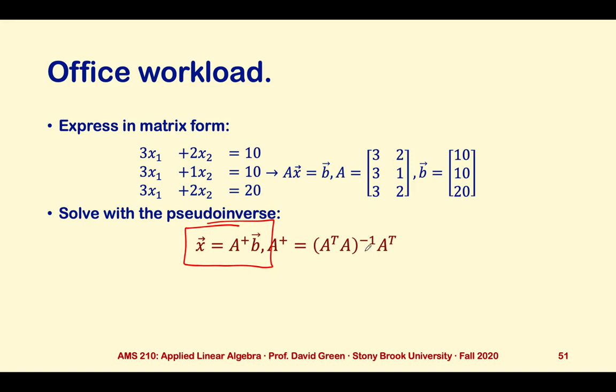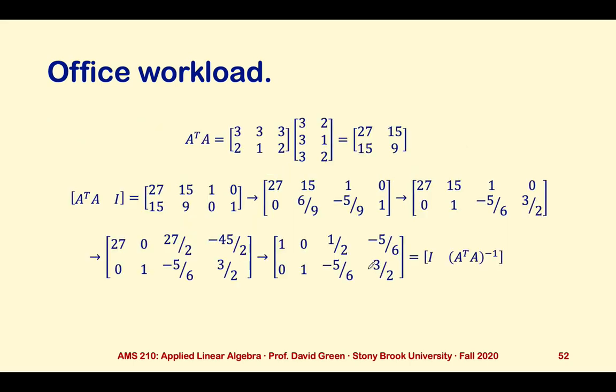Now that we know an approach that should work, we go through and execute on it. We need to calculate this pseudo-inverse, and we're going to do this with a three-step process. First of all, calculating the product A transpose A, then computing the inverse of that product, and finally computing the product of that inverse with A transpose. Now let's work through that.